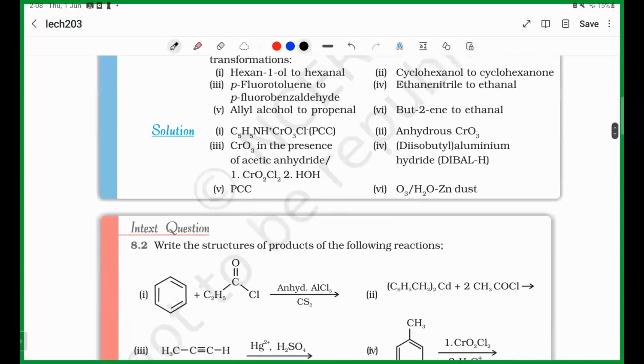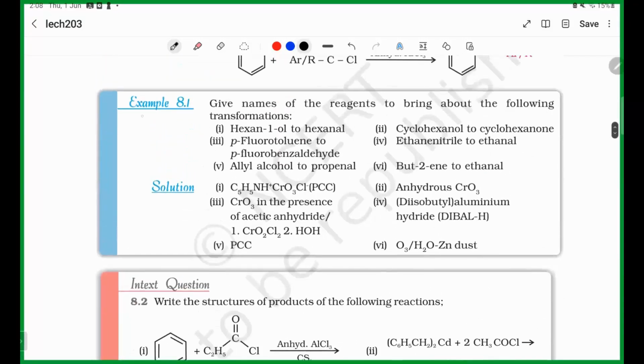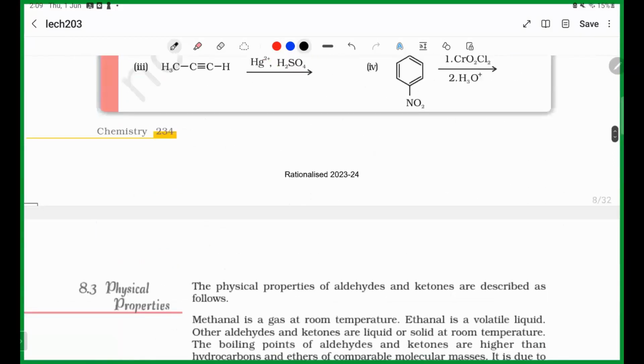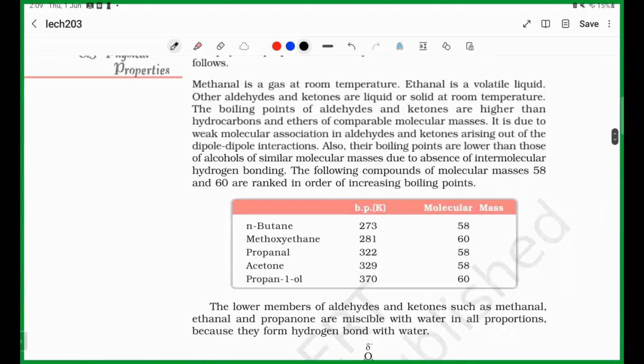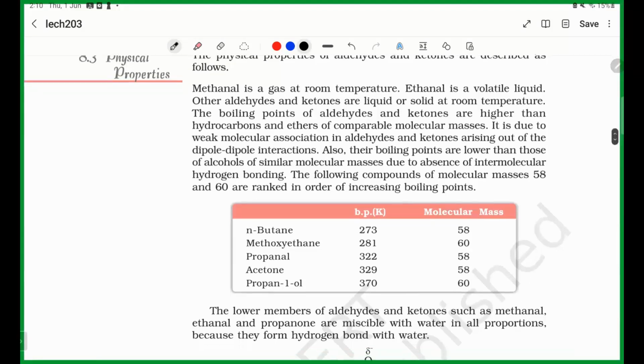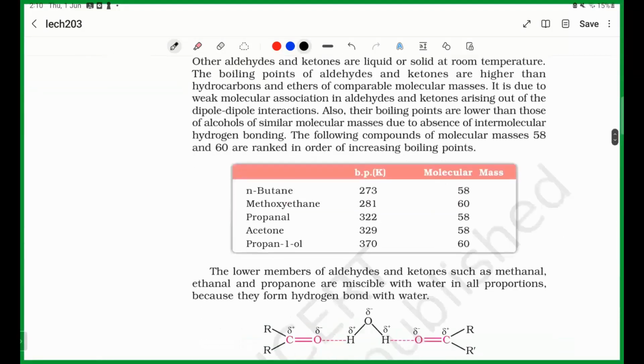So physical properties talks about boiling points. Formaldehyde is a gas at room temperature, whereas ethanal is a volatile liquid. For other aldehydes and ketones, the more carbon atoms you have, the less volatile it becomes. It prefers to remain in a solid state. If you have only one or two carbon atoms, it has the chance to be in the gaseous state. So that is the general way molecules behave: the higher the molecular mass, the more likely it is to be in the solid state at room temperature.